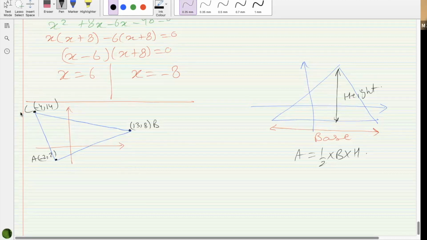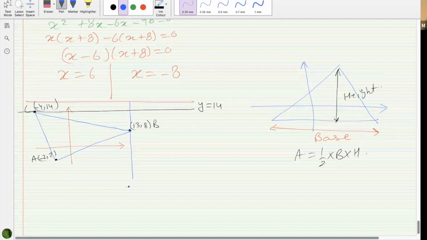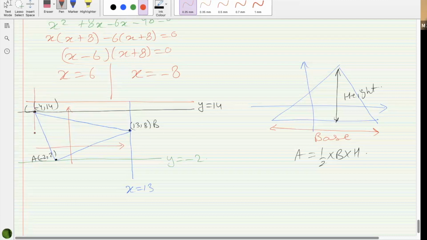Be with me. If I draw a horizontal line through C, I know that throughout this line, y is equal to 14. If I draw a vertical line through B, I know that through this line, x is equal to 13. Another horizontal line through A, so I can say this is y equals -2. Last line vertical through C. When we draw this line, we can say x is equal to -4. Are you with me with these 4 lines?